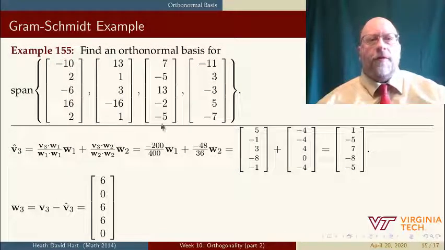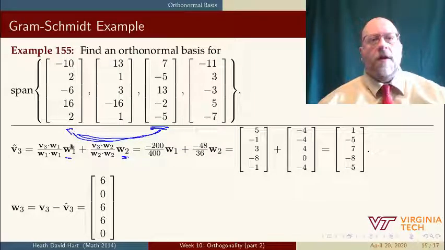The third vector, this one here, we're going to project onto the first vector and the second vector. So it's the dot product of these two vectors, V3 and V1, over the dot product of V1 with itself. So that's negative 200 over 400 times W1. And then the dot product of this vector and not the original V2, but the replacement, which in the notes I'm calling W2, the replacement for the second vector. We're going to dot product those two vectors together, divided by W2 with itself. We get negative 48 over 36 W2.